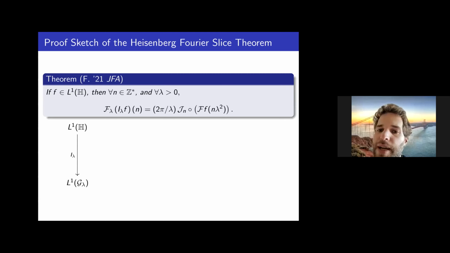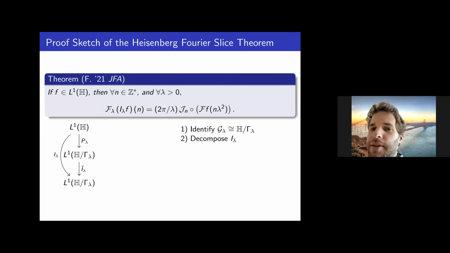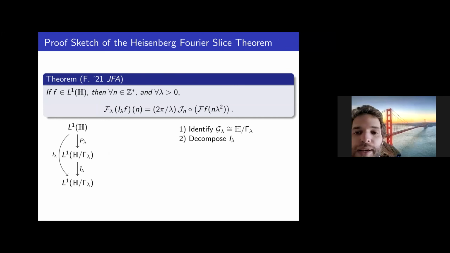So the idea here is to identify the space of geodesics as a quotient of the Heisenberg group. This is really just like an orbit stabilizer isomorphism, and that allows us to give a concrete meaning to the space of geodesics. And now our X-ray transform I is just a map from L1 of one group to another. And we can actually decompose the X-ray transform into two maps. One I'm calling P, it's a periodization map. And then this other map I tilde, which is just a reduced version of the X-ray transform.